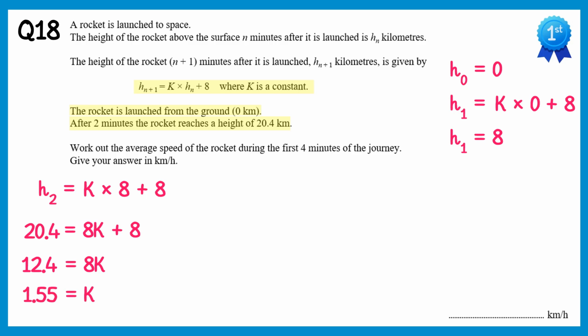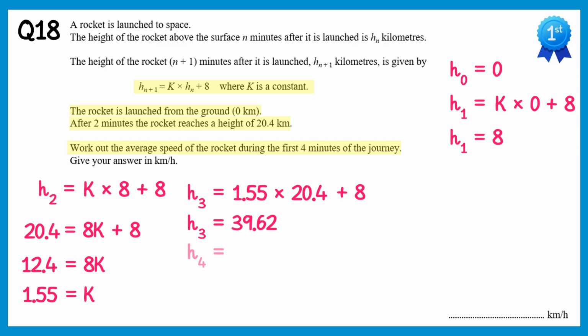In the question, we've been asked to find the average speed of the rocket for the first 4 minutes of the journey, so we need to keep this going until we get to h4. Let's go for h3 next. So h3 will equal k times the previous value. Now we know what k is, that's 1.55, and the previous height is 20.4, and then plus 8. Type this into your calculator and you get this number here. Then we can get h4 by doing k, 1.55, times this previous value, and then plus 8, and that gives you this. So we've now found the height of the rocket after 4 minutes, it's 69.411 kilometers.